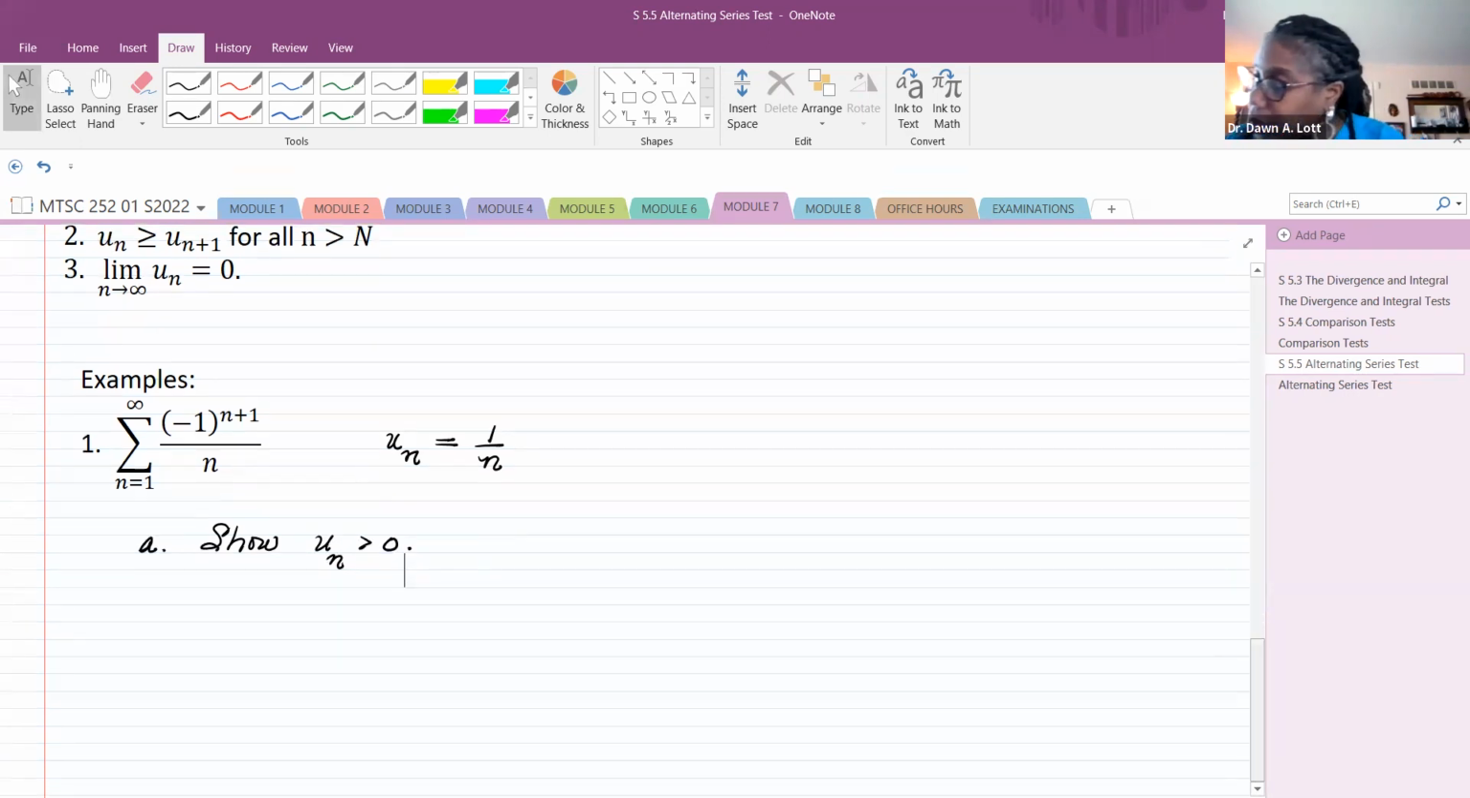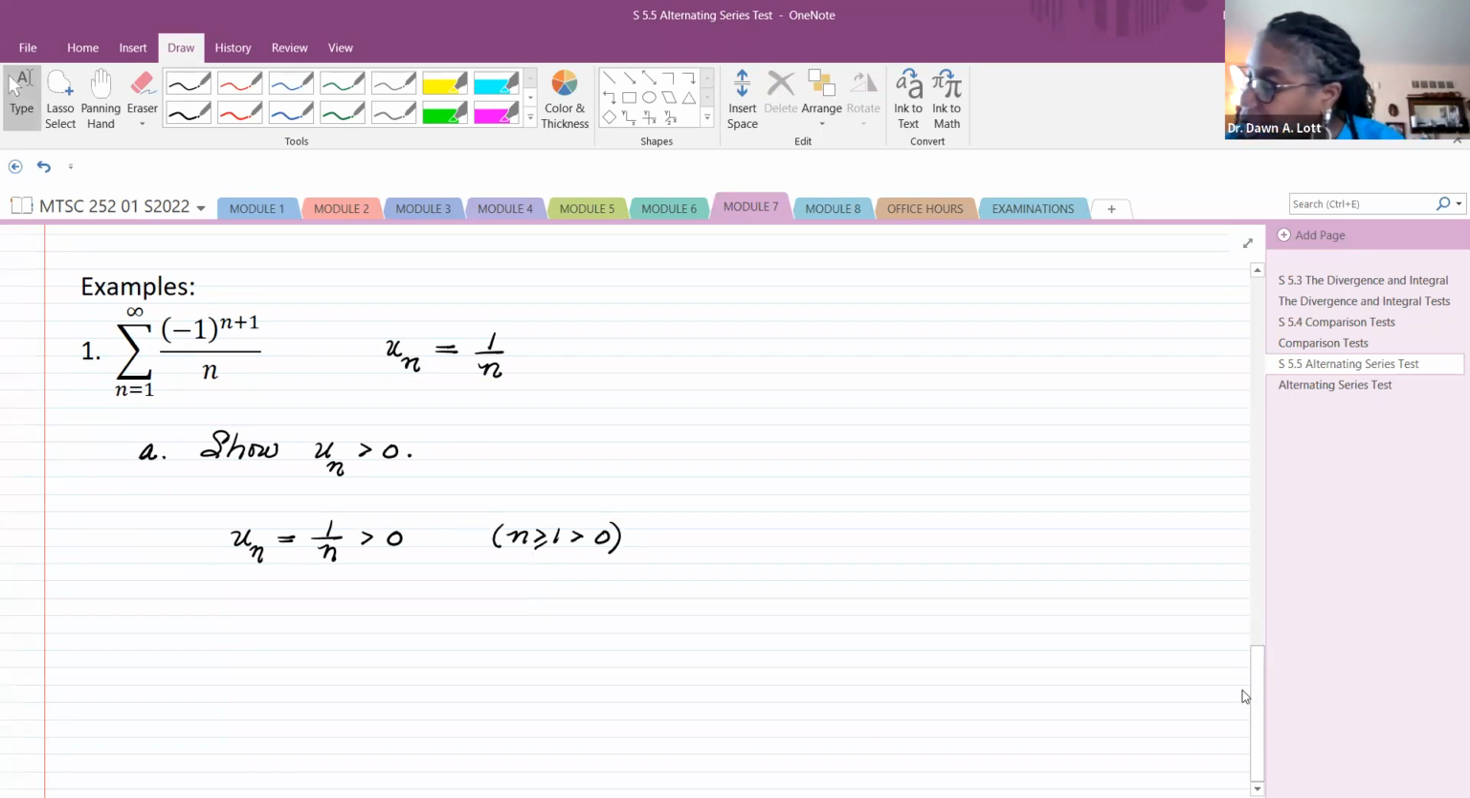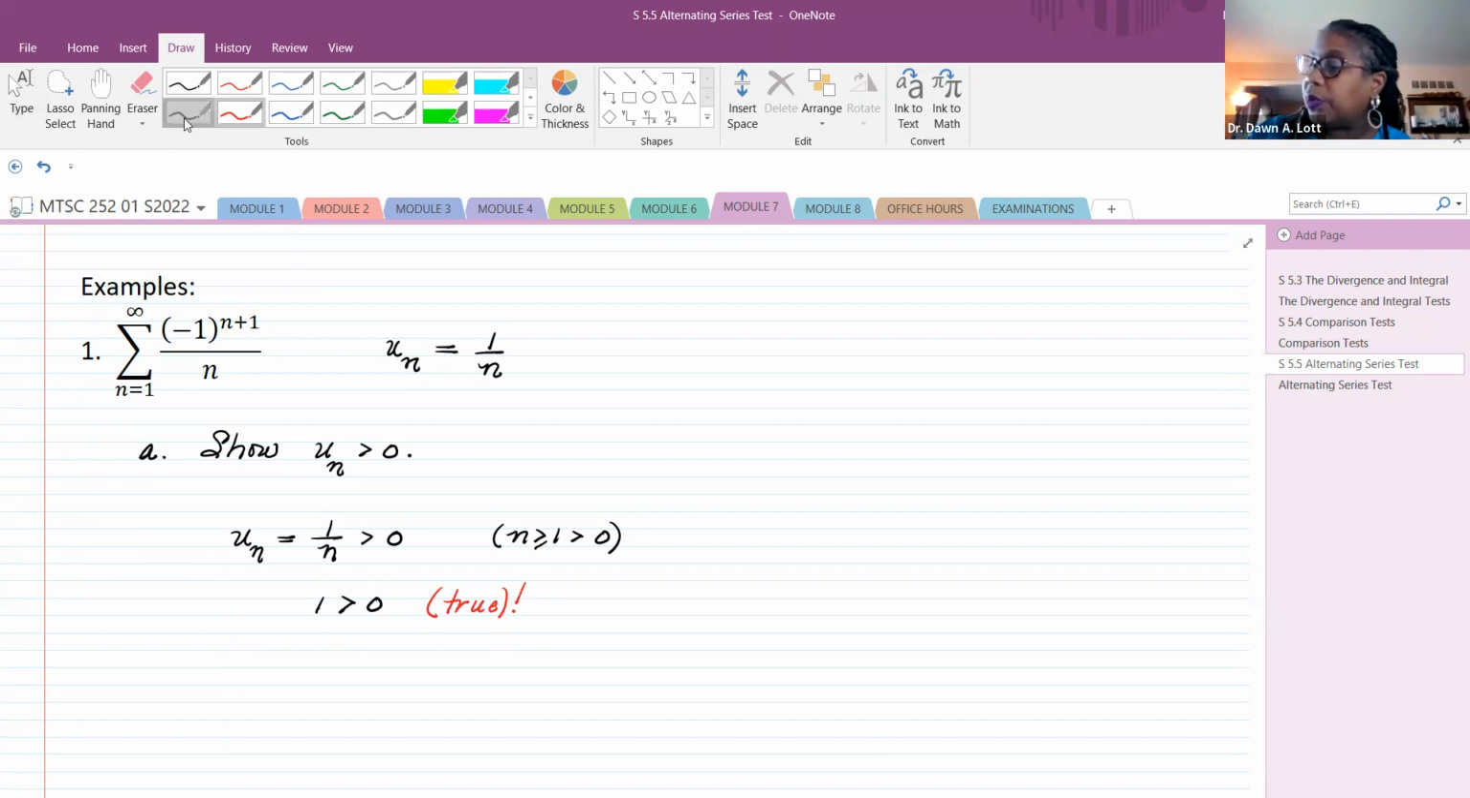Okay, well, let's see. For this one, it's rather easy. We have u_n equal to 1 over n, and if this is greater than 0, we can multiply both sides by n. We know n is positive since n is greater than or equal to 1, which is greater than 0. So I can multiply both sides and I get 1 is greater than 0, and that is a true statement. So we are good on the first condition. The u_n is indeed positive.